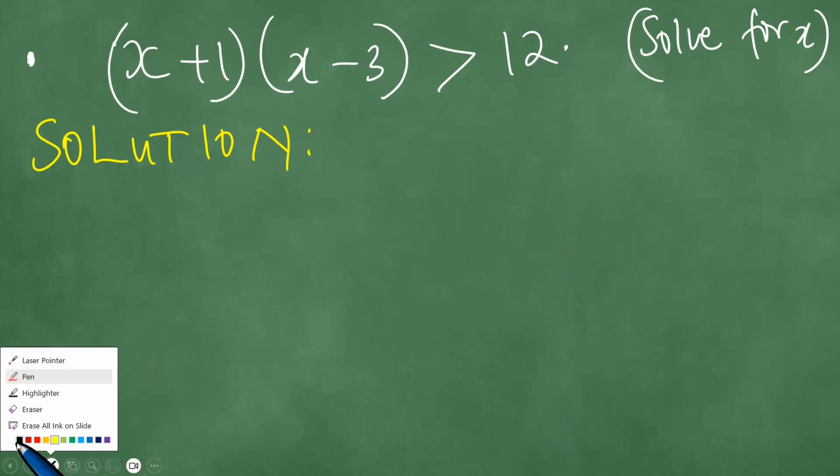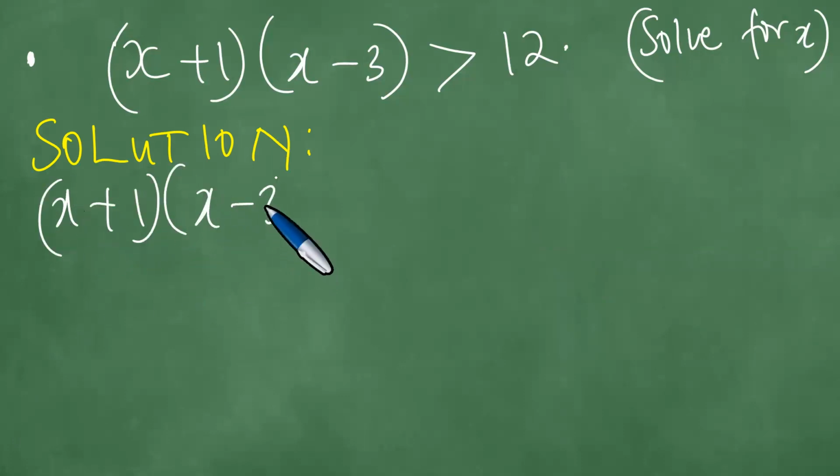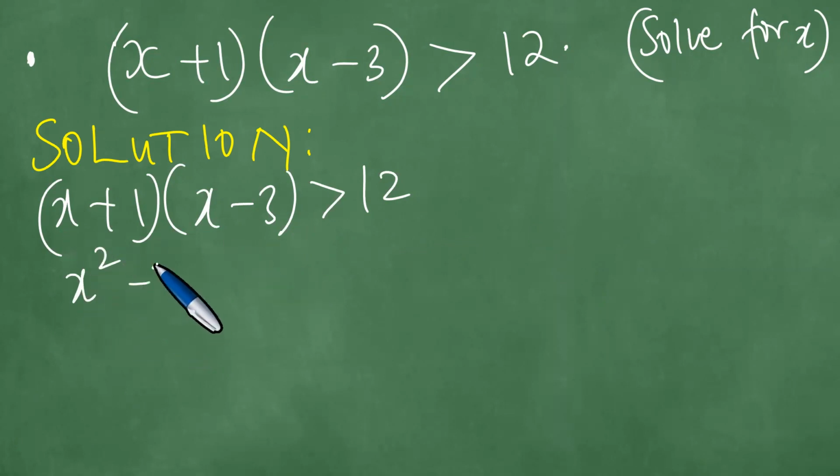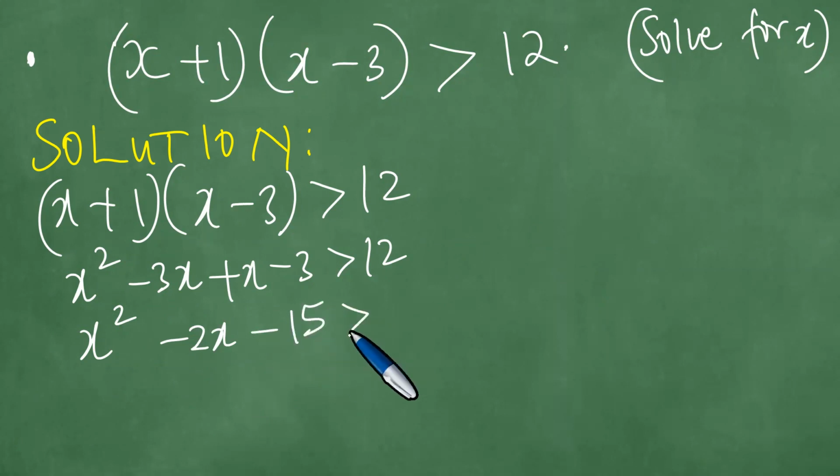So x plus 1, x minus 3 is bigger than 12. We expand these. Multiply x by x, so we get x squared. X by minus 3, you get minus 3x. X by 1, you get x. So 1 by minus 3 is minus 3, is bigger than 12. Minus 3x plus x is minus 2x. Minus 15.